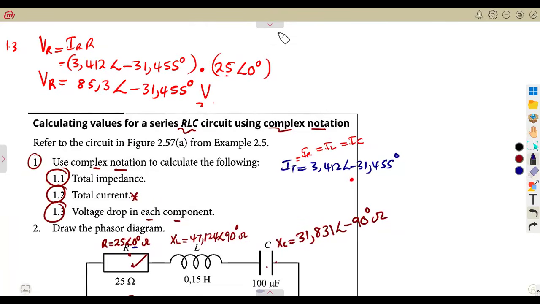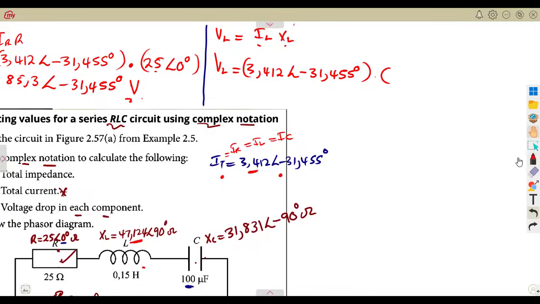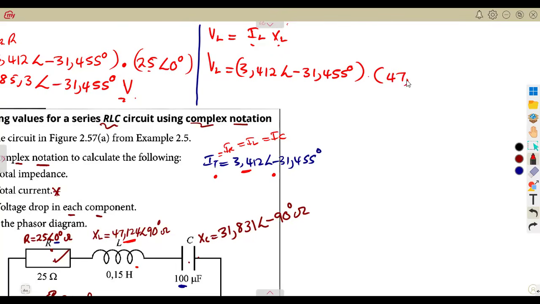So we move on to another component, across the inductor. The voltage across the inductor is the current across the inductor times XL, given in polar form with an angle theta. Our IL is equal to IT because it's a series circuit, so you use IT, which is 3.412 at an angle of minus 31.455 degrees. This is our total current times the reactance across the inductor. Remember, this is purely inductive, so it's at plus 90. So that's 47.124 at an angle of positive 90 degrees.